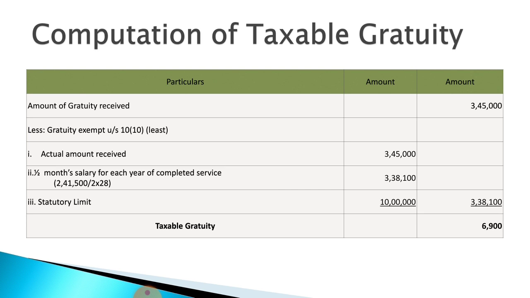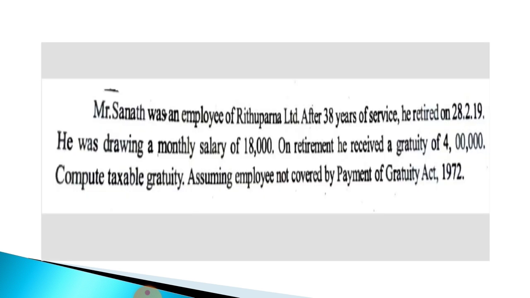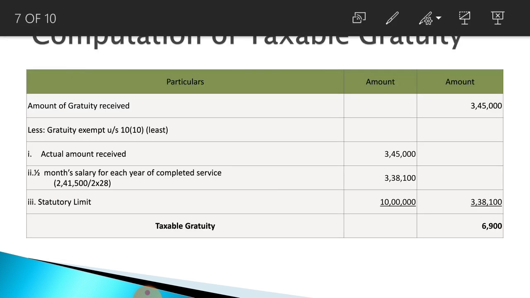See the solution. First you have to write the actual amount of gratuity received, that is 3,45,000 rupees, which you have to write in the outer column. From that you have to deduct gratuity exempt under section 10 subsection 10. Least of the following you have to consider. First one, actual amount received.